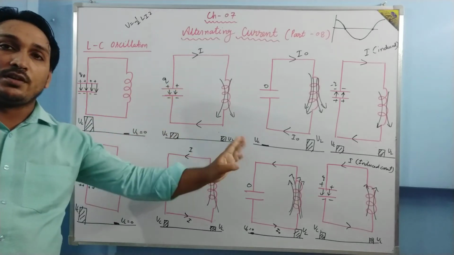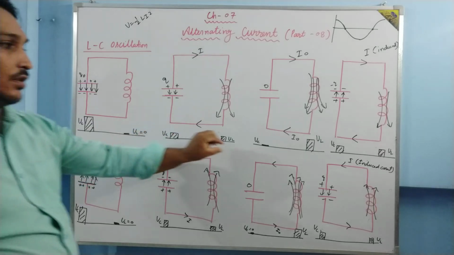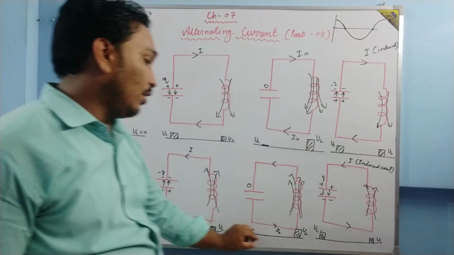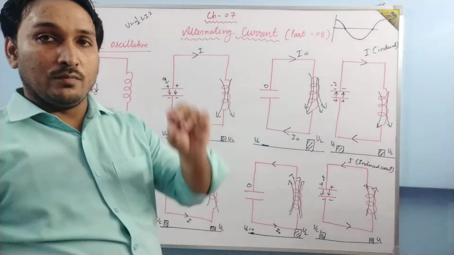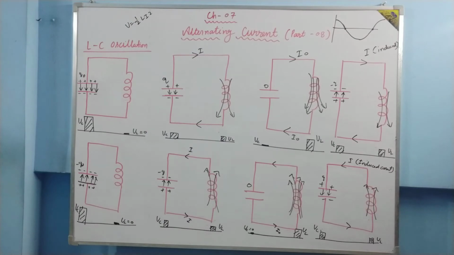Same happens with energy. You can see any of the energy block. Just see, the maximum decreases to 0. Again it increases, maximum decreases to 0. Again it increases. So energy is also oscillating. Right? Energy is also oscillating. So this is all about LC oscillations.